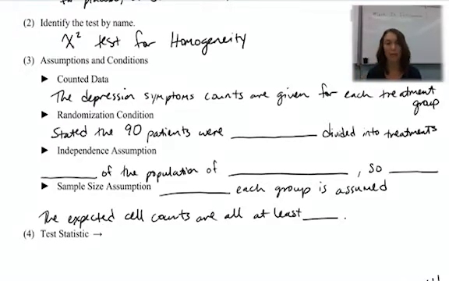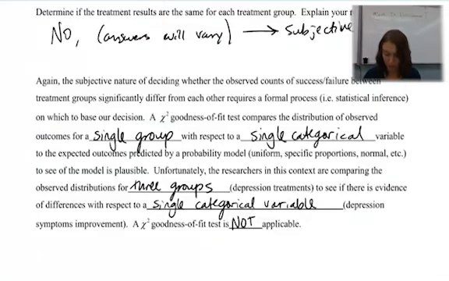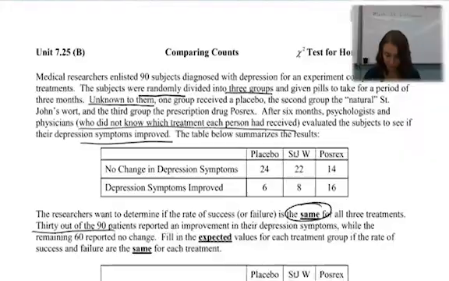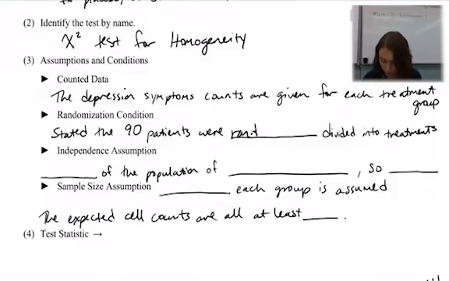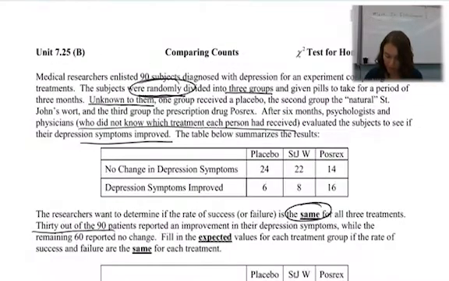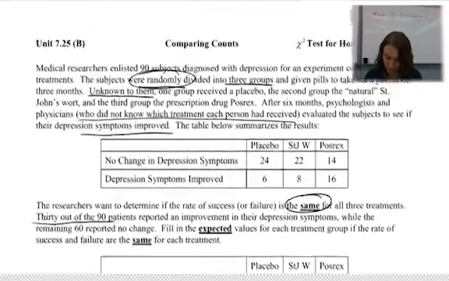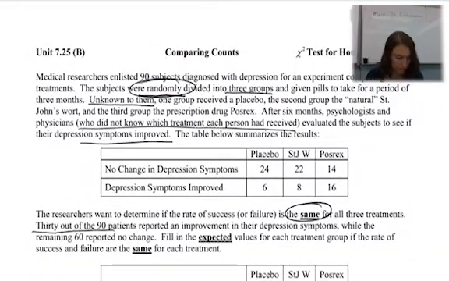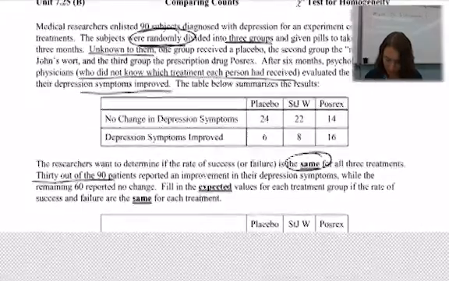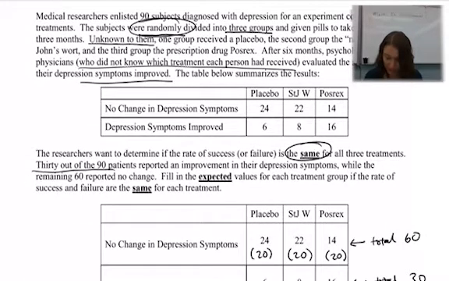We need to make sure that we have a randomization condition. And if you remember in the problem when we read it, I underlined randomly divided into three groups. So this stated that the 90 patients were randomly divided into treatments. Our independence assumption, so we want to look at our sample size. We had 90 subjects in three groups. So we had 30 subjects in each group.